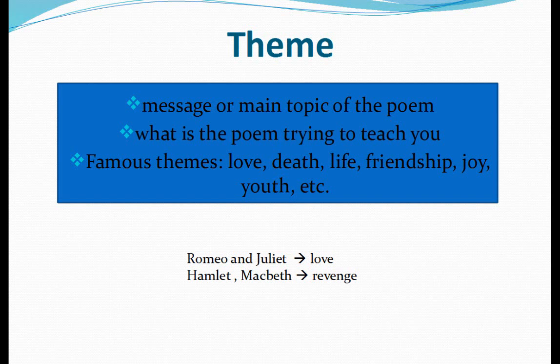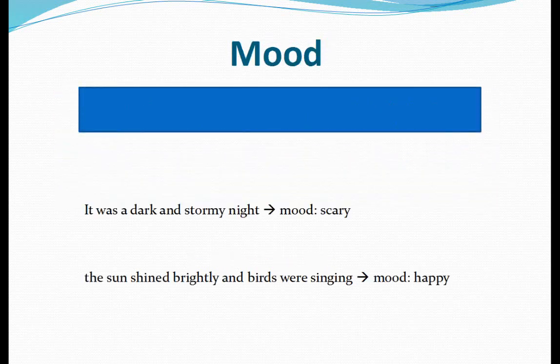All poems create a feeling in the reader when he or she reads it. How would you feel if you hear this? "It was a dark and stormy night." Isn't that kind of scary? We call this the mood of a poem. In the sentence "The sun shines brightly and the birds were singing", the mood is definitely happier than in the first example.